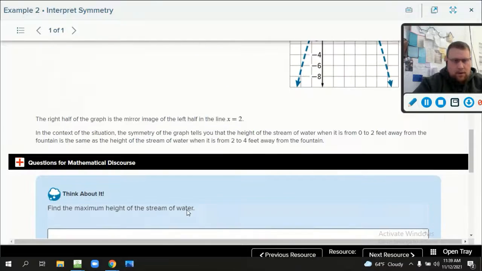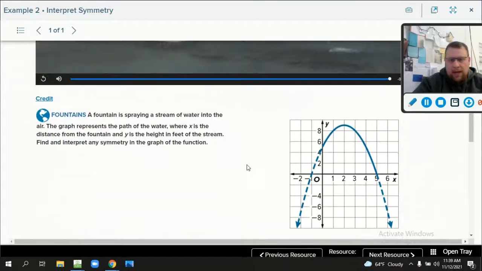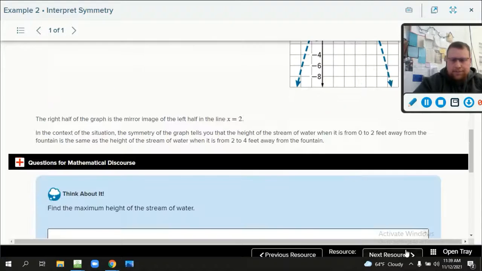Find the maximum height of the stream of water. Well, the maximum height is right there in the middle where that line of symmetry hits at x equals 2. There's another thing we know from this graph.